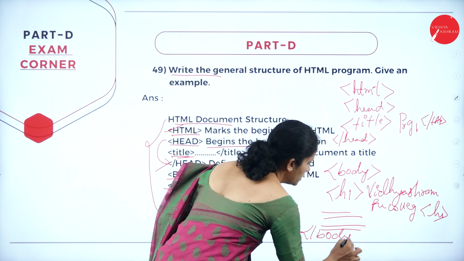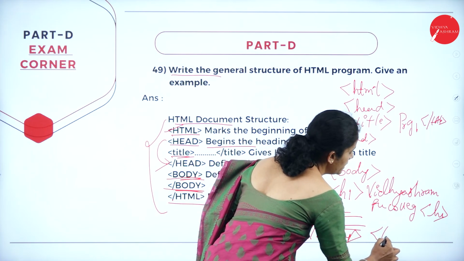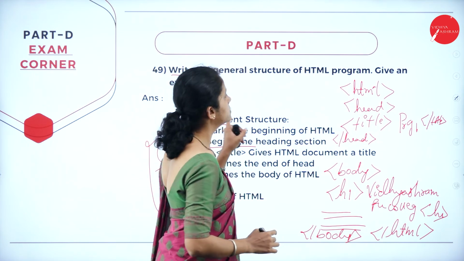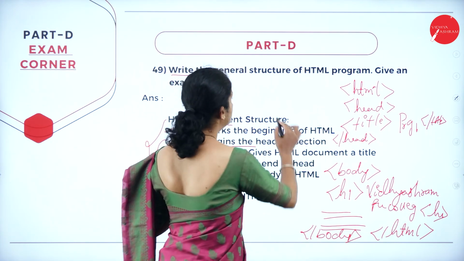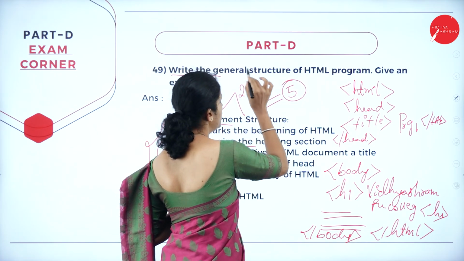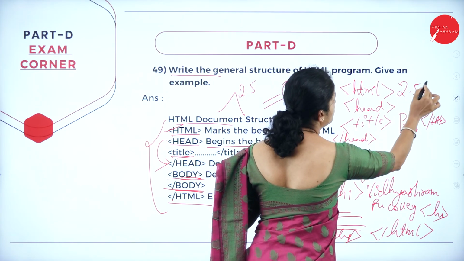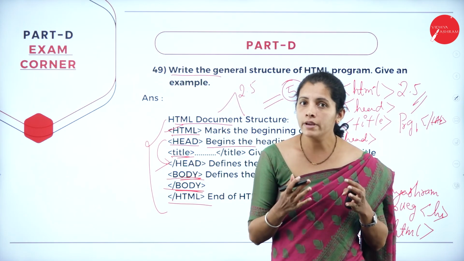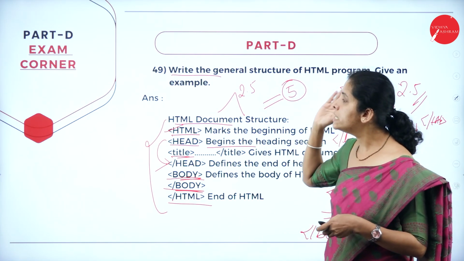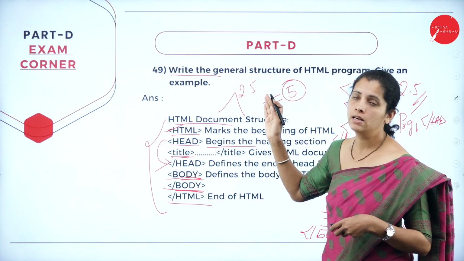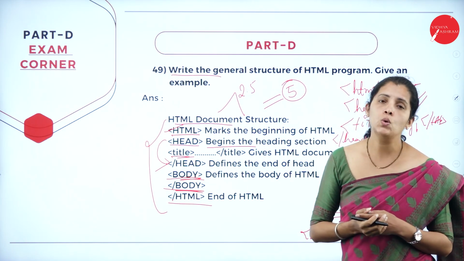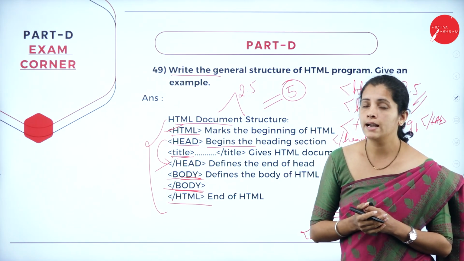Now close the body tag. Now close the HTML. And if you write the syntax, that is the structure, as well as the example, then you're going to get 5 marks, because structure carries 2.5 marks and this example carries 2.5 marks. This is the way you want to write the solution. So first read the question at least twice, then start answering the question, and it is very easy to score full marks in computer science subject.